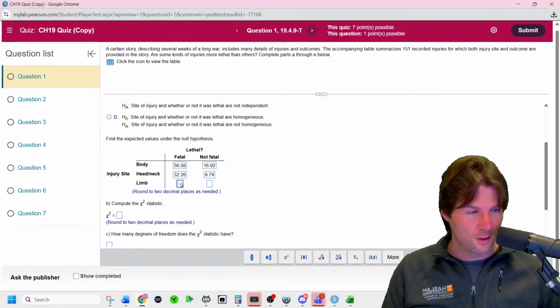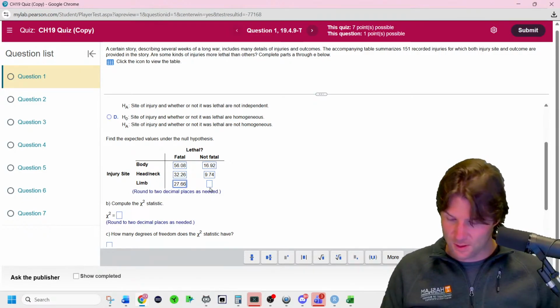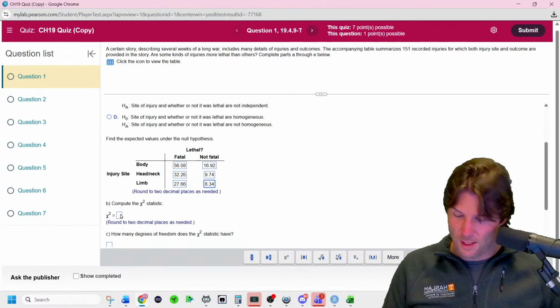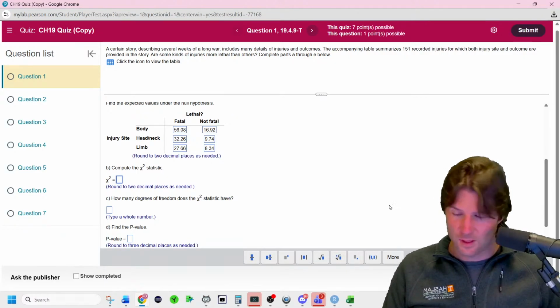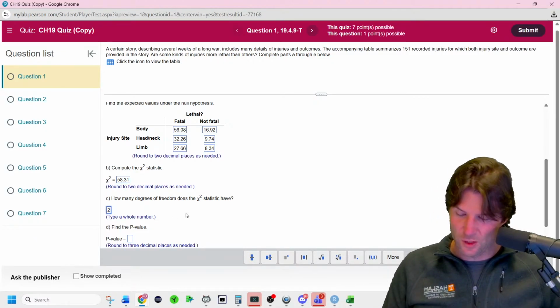9.74. Lim is 27. I don't think any go out of order. 27.66, and this one is 8.34. And then the chi-squared test statistic was 58.31. And degrees of freedom was 2.